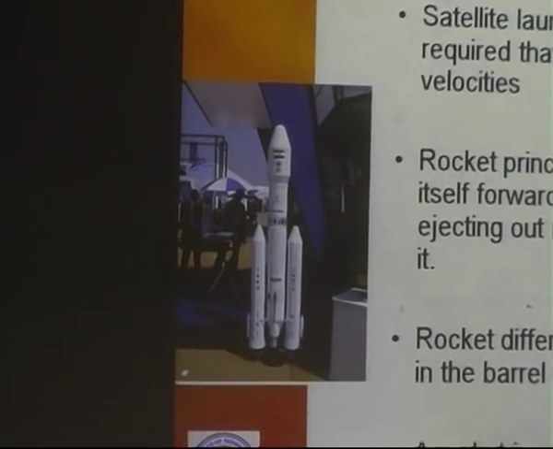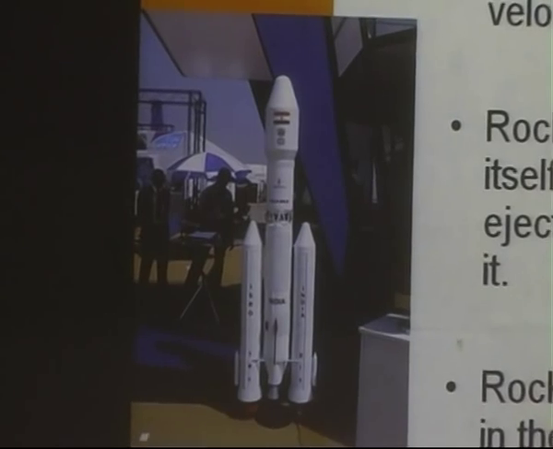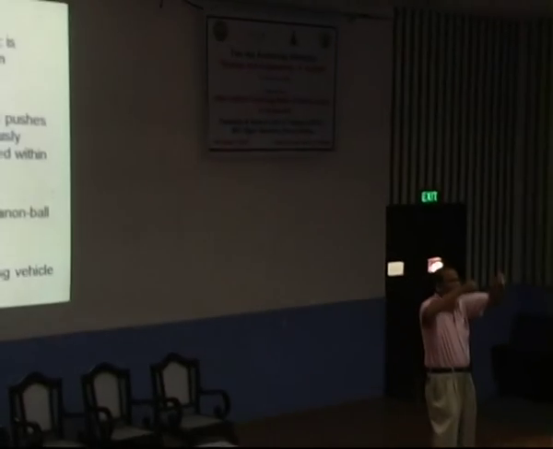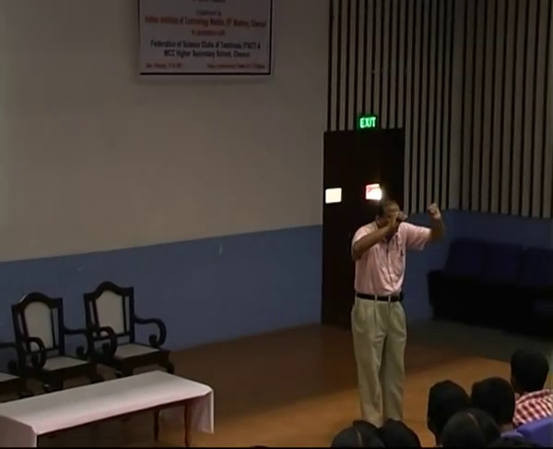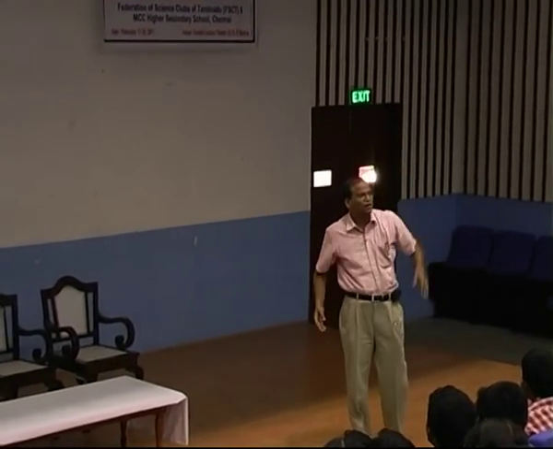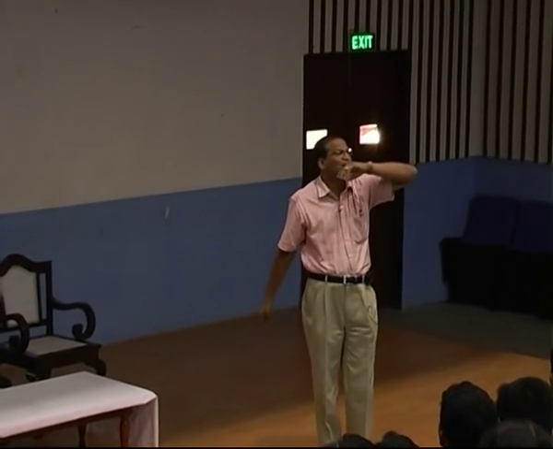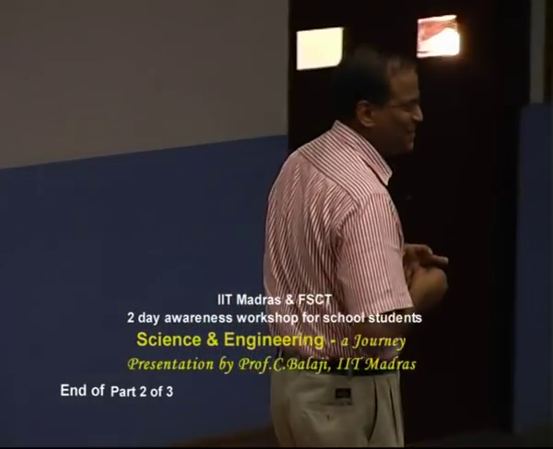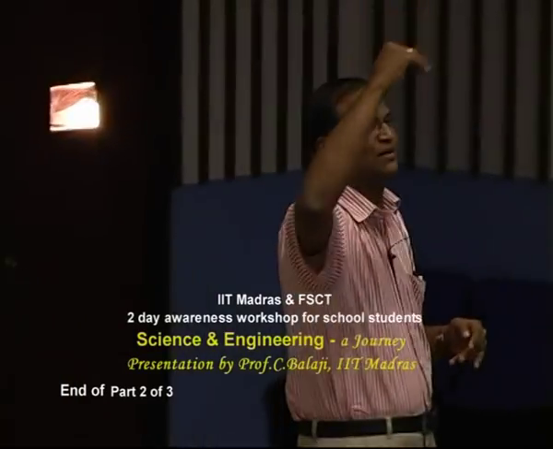Rocket is quite different from a cannonball in the barrel of a gun or a bullet which leaves the pistol, because it constantly ejects mass, its mass keeps reducing and it accelerates further and further. Because if you want something to escape out of the Earth's gravitational field, you have to give escape velocity which is equal to 1.2 kilometers per second, but that varies at various heights, right?